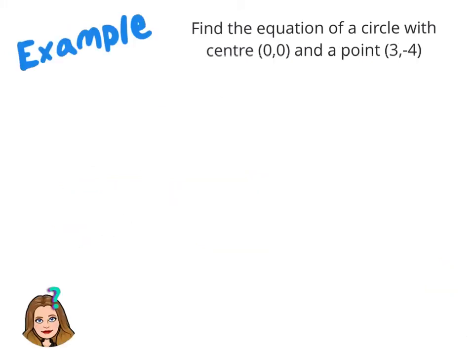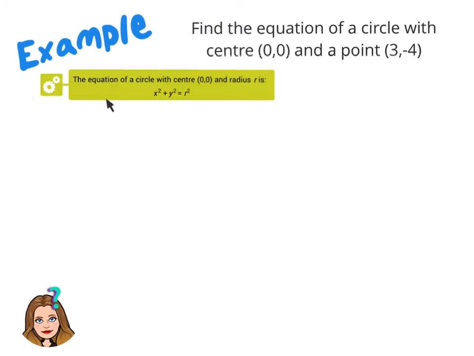Okay, so a slightly different question here now. We have the centre 0, 0 and we have a point on the circle, which is 3, minus 4. We don't know the radius, but because the centre is 0, 0, we know that we will be using this here, the equation of a circle with centre 0, 0. Now, if you remember back to the very start of the video, I told you about using the distance formula to find the radius. So that's what we're going to do now. We're going to substitute the centre 0, 0 and this point into the distance formula in order to find the length of the radius. So let's do that now.